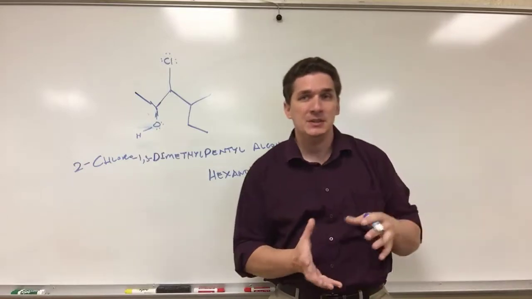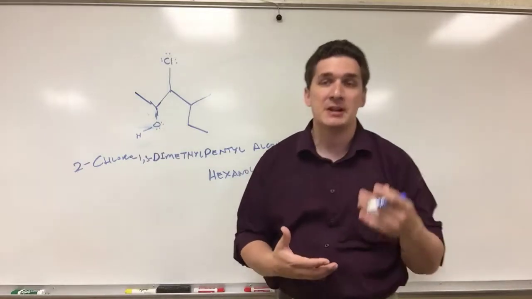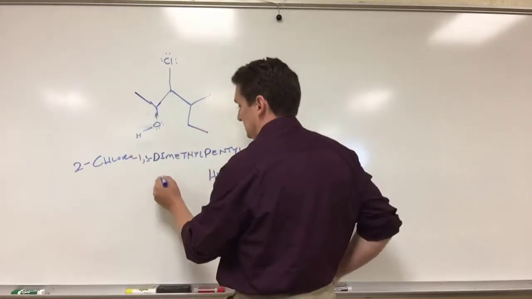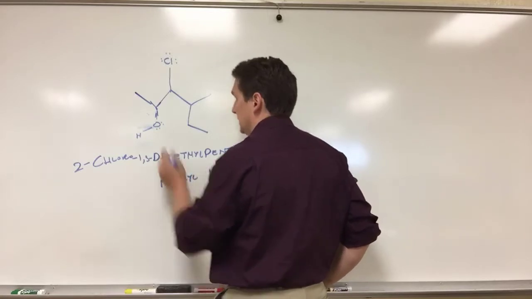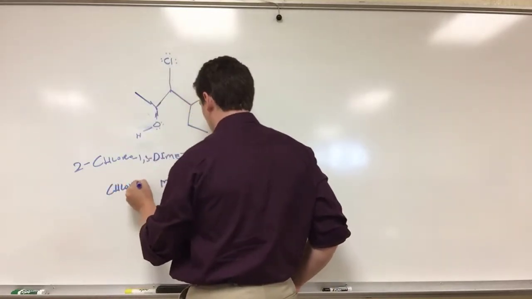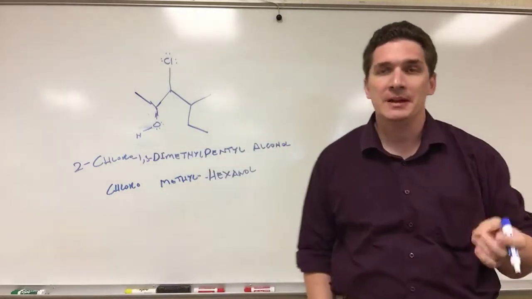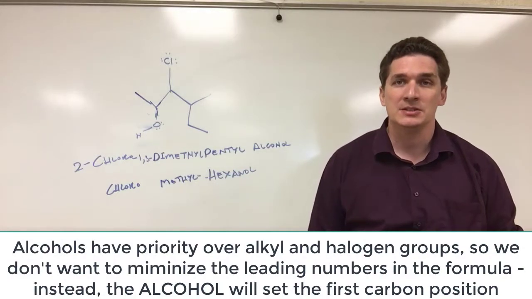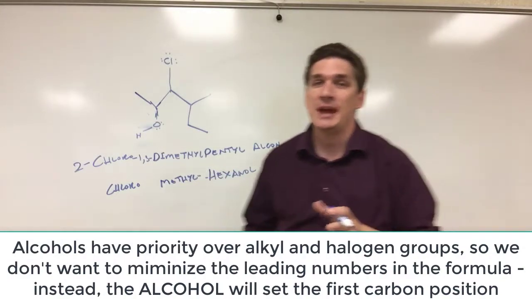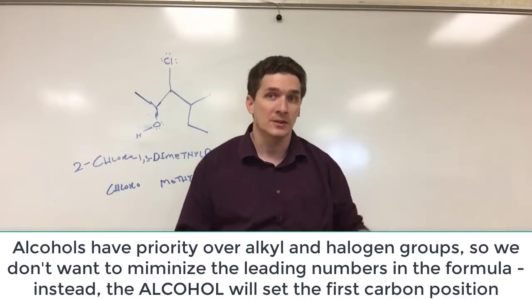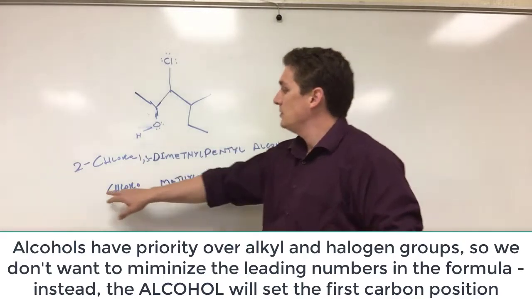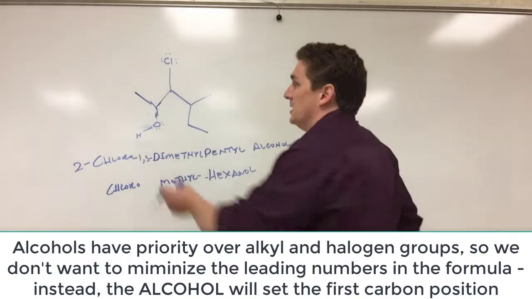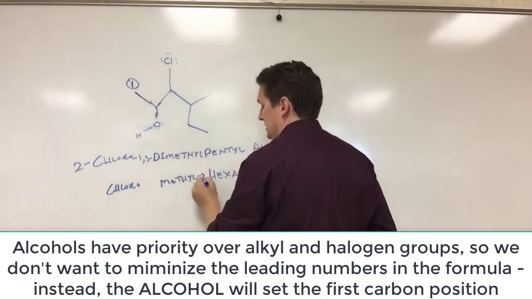Now, there's going to be a difference here from what we've seen in previous examples. In previous examples, when we started naming the substituents on the chain, so we have a methyl here and a chloro here, we've always tried to minimize the leading number. This is not going to be true if we have an alcohol and alkyls and halogens. In this case, we're going to make sure the alcohol takes priority because it's the more important functional group. So we're not going to name this in such a way that we minimize the first number. What we're going to do is make the alcohol the smallest number possible. So we start with this as carbon 1. This makes it a 2-hexanol.